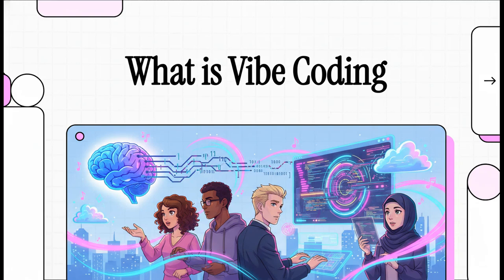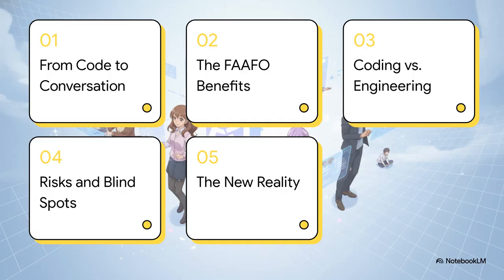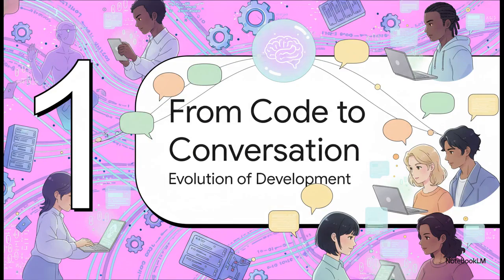In this explainer, we're going to break down exactly what vibe coding is and what its real-world impact actually looks like. All right, so here's the plan. We'll kick things off by defining vibe coding and seeing where it came from. Then we'll get into the benefits, what I'm calling the FAFO advantages. After that, we'll draw a really important line between vibe coding and something called vibe engineering. We'll also cover the risks and blind spots, because there are definitely some big ones. And finally, we'll look at what all this means for developers in the real world. Let's get into it. Okay, first up, from code to conversation.